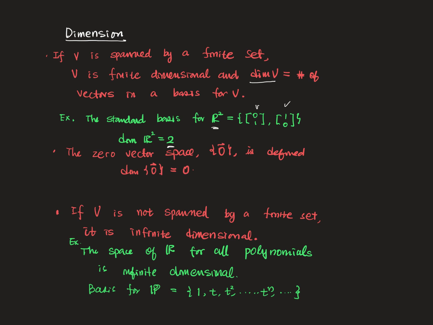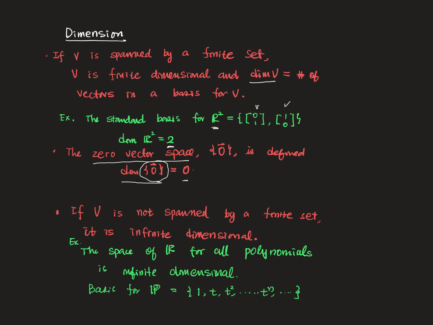Now a very special case: the zero vector. A vector space that only has the zero vector. In that case it looks like the number of elements is one, but we specially define the dimension of the zero vector space to be zero, guys.